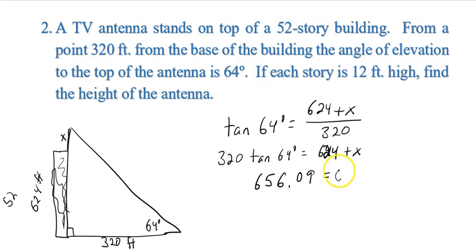Okay, 624 plus x over here. Subtract my 624 so that I can get that x by itself. So 656.09 minus 624 gives us 32.09 feet. And that makes sense because the antenna should be quite a bit smaller than the building. You've seen buildings with radio antennas or things like that, TV antennas on top. So this answer makes sense. We're in the correct units.